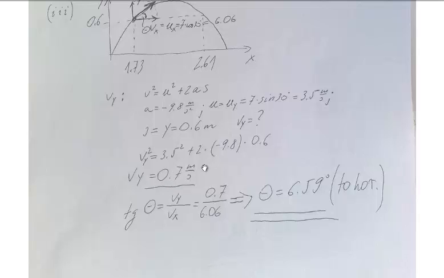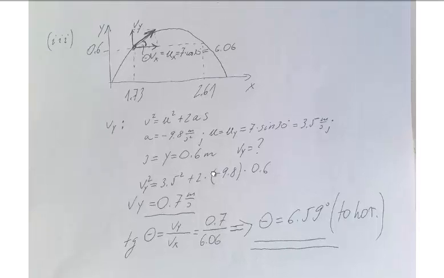per second. And tangent theta, this side and this side. So tangent theta is opposite over adjacent, so Vy over Vx. After substitution and calculation, we get theta is equal to 6.59 degrees to the horizontal.